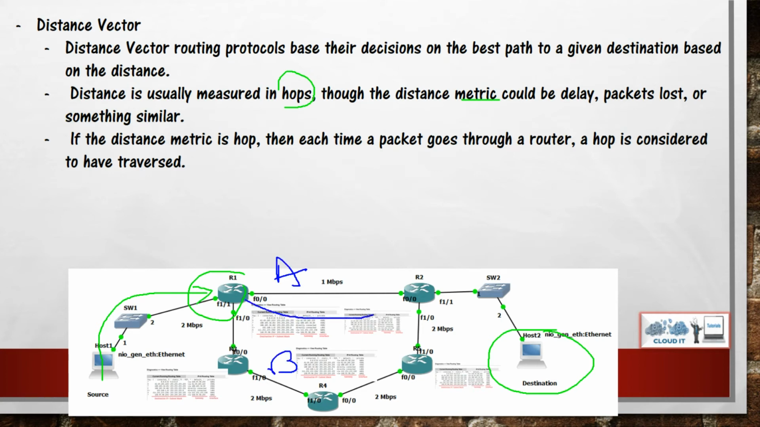When it forwards the packet through path A, it has to cross only one hop. But when it uses path B, it has to cross 4 hops. So distance vector routing protocols choose path A because there are fewer hops in comparison to other paths. So here path A is the best path to forward the traffic through router R1 towards the destination via R2.